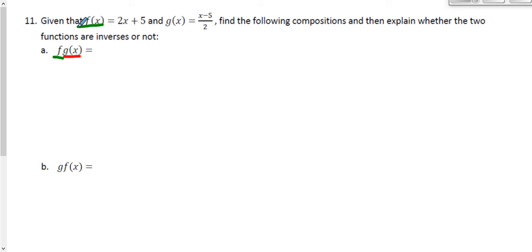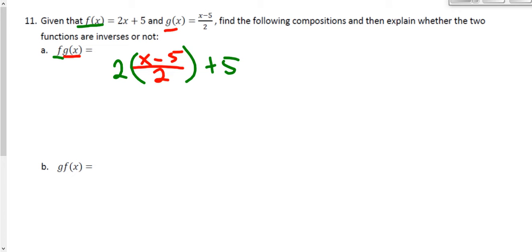So f of x is here, g of x is here. We're going to go ahead and start with g of x, x minus 5 over 2. We're going to take that and plug it into f of x. F of x takes the things I plug in and multiplies them by 2, and then adds 5. So that's going to be our job here.